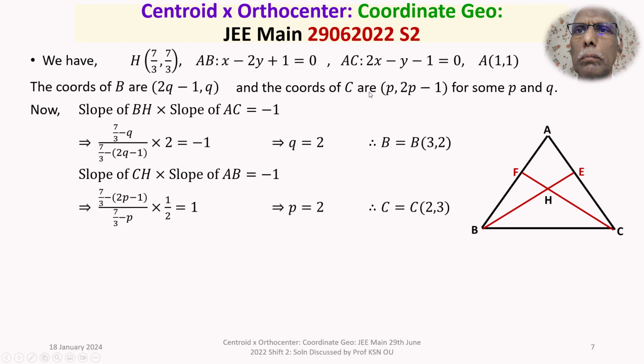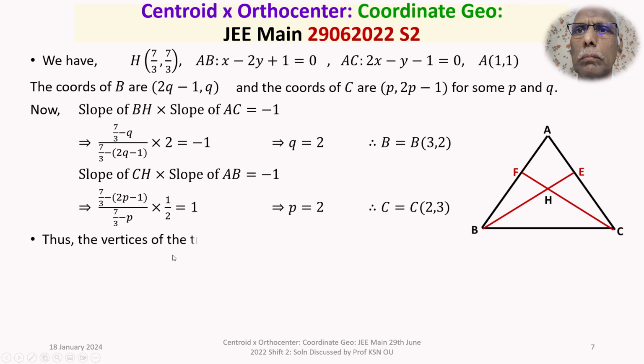Take the value of P is equal to 2 and substitute in the coordinates of C. That will be 2 comma 2P minus 1. 2 2s are 4 minus 1, 3. So the coordinates of C are 2 comma 3. I am sorry, here it is minus 1. Please note down it is minus 1. Agreed. Thus, the coordinates of A, B, C are known.